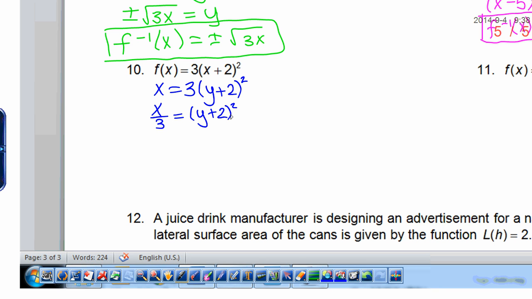Okay, then what? Square root. Good. When you write in the square root, you remember to put in plus and minus. Good. All right, we'll practice it a lot this year. And then our last step, subtract 2. So that would mean that f inverse of x is equal to negative 2 plus or minus the square root of x over 3, or you can write it with the minus 2 at the end. It's up to you.